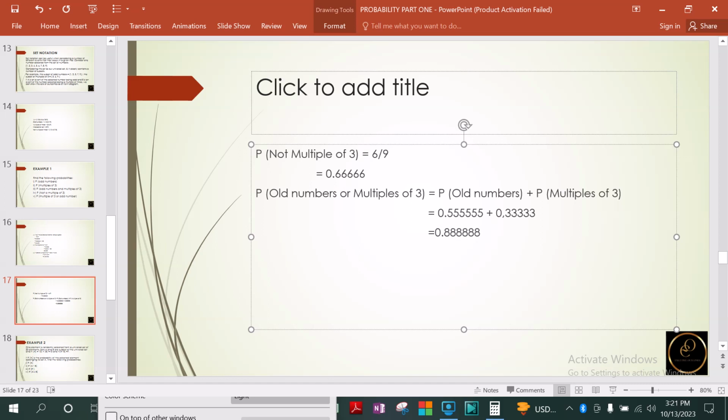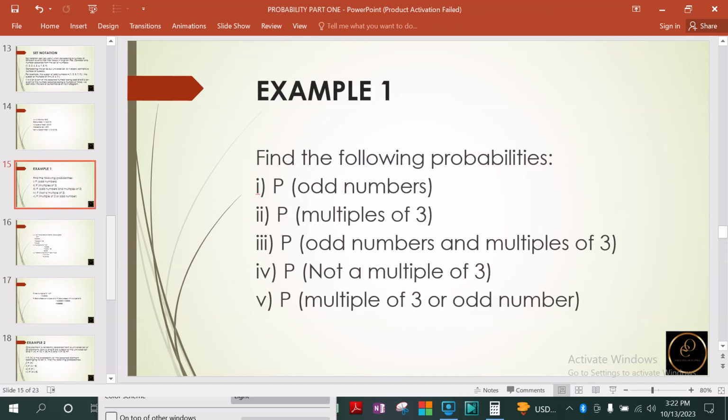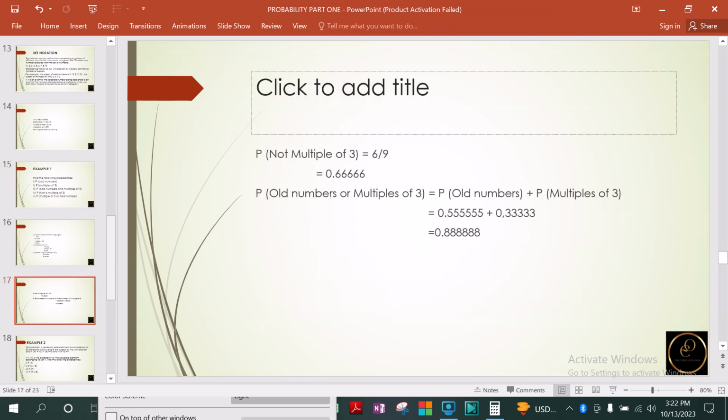Okay, that is the probability. So that's how we handle these particular probabilities.